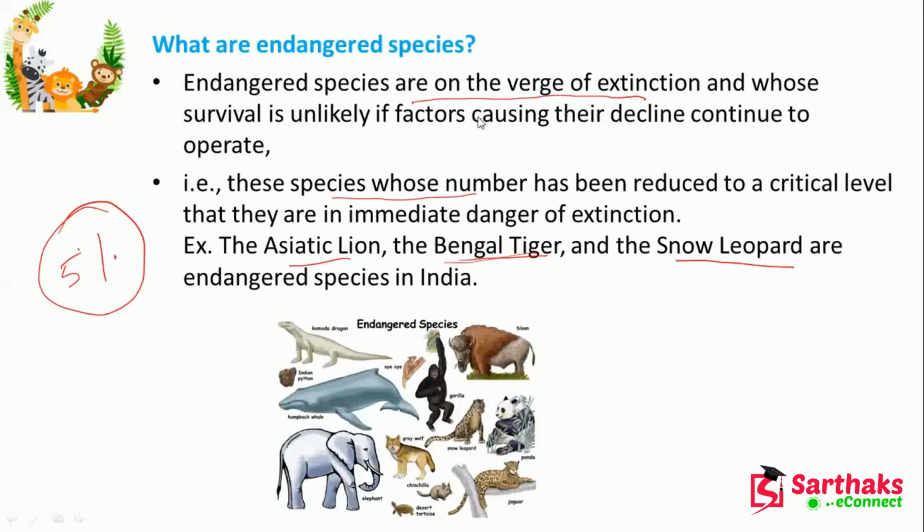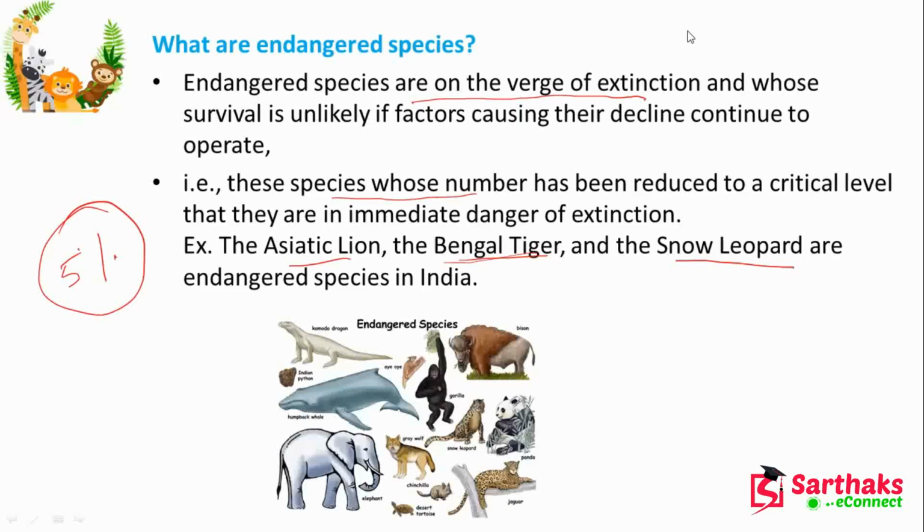Endangered species are on the verge of extinction, whose survival is unlikely if the factors causing their decline continue to operate. That means there may be habitat loss, poaching, and invasive species. There are also different divisions within endangered species.